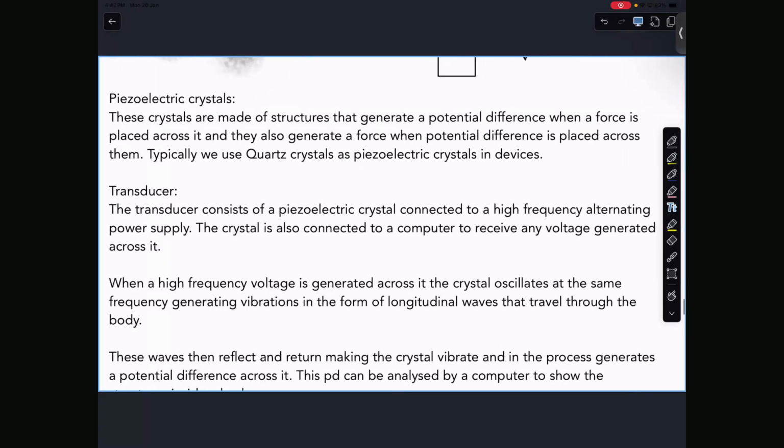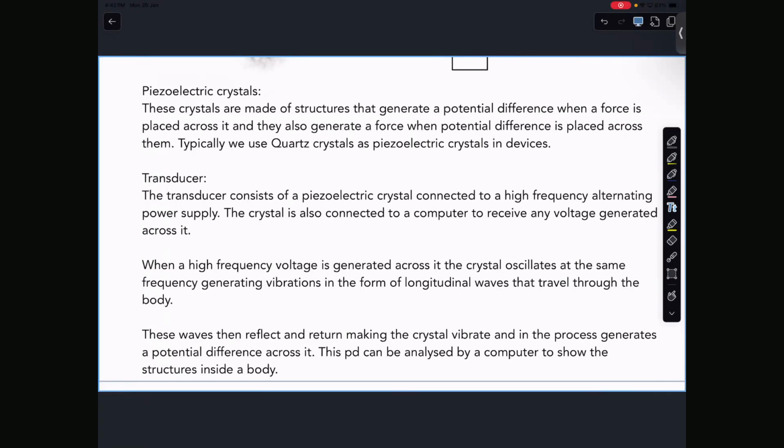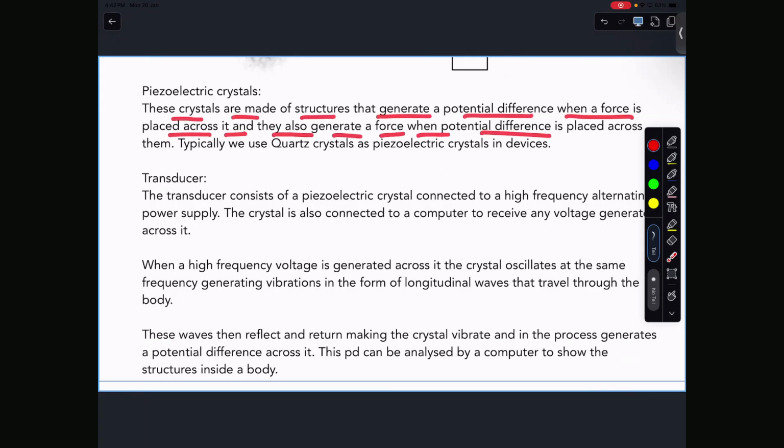Okay, let's just go through this. What's a piezoelectric crystal? These crystals are made of structures that generate potential difference when a force is applied across them. And they also generate a force when a potential difference is placed across them. You get the two-way version here. So when you apply a potential difference across them, what does it generate? Force, right? And when you provide a force across them, what does it generate? Potential difference.